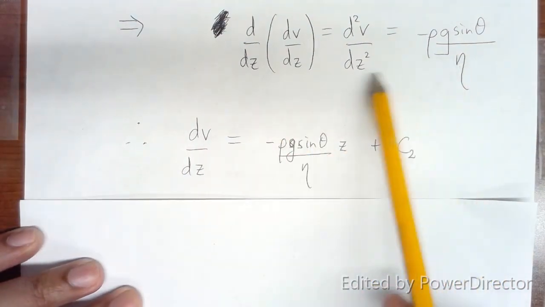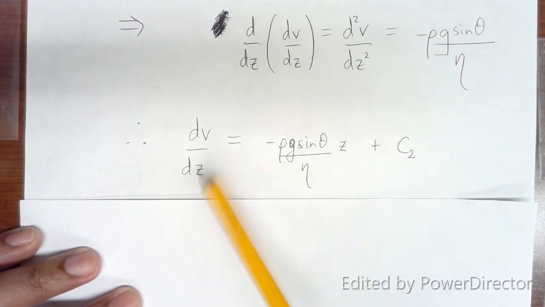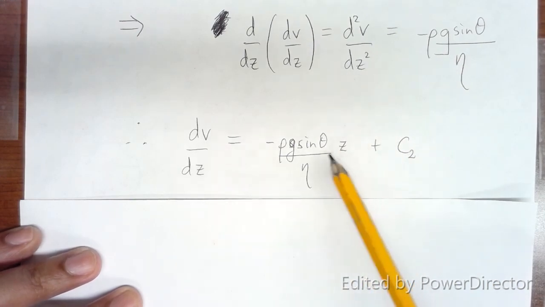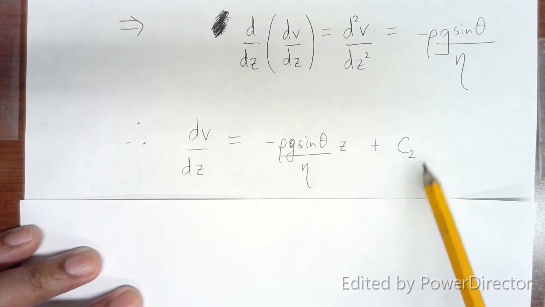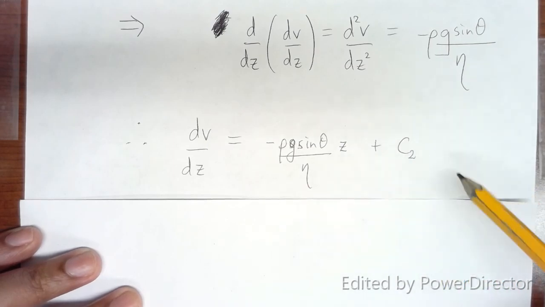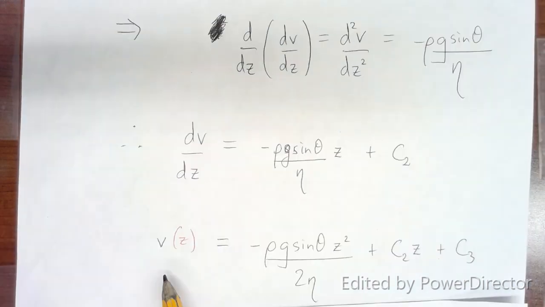We integrate once, we go from the second derivative back to the first derivative. We pick up a z over here and a constant of integration, we'll call that c2, and then we can integrate one more time. And so we have v as a function of z is minus rho g sine theta z squared over 2 eta plus c2 z plus c3. All right, so we have found the velocity of the water as a function of z.